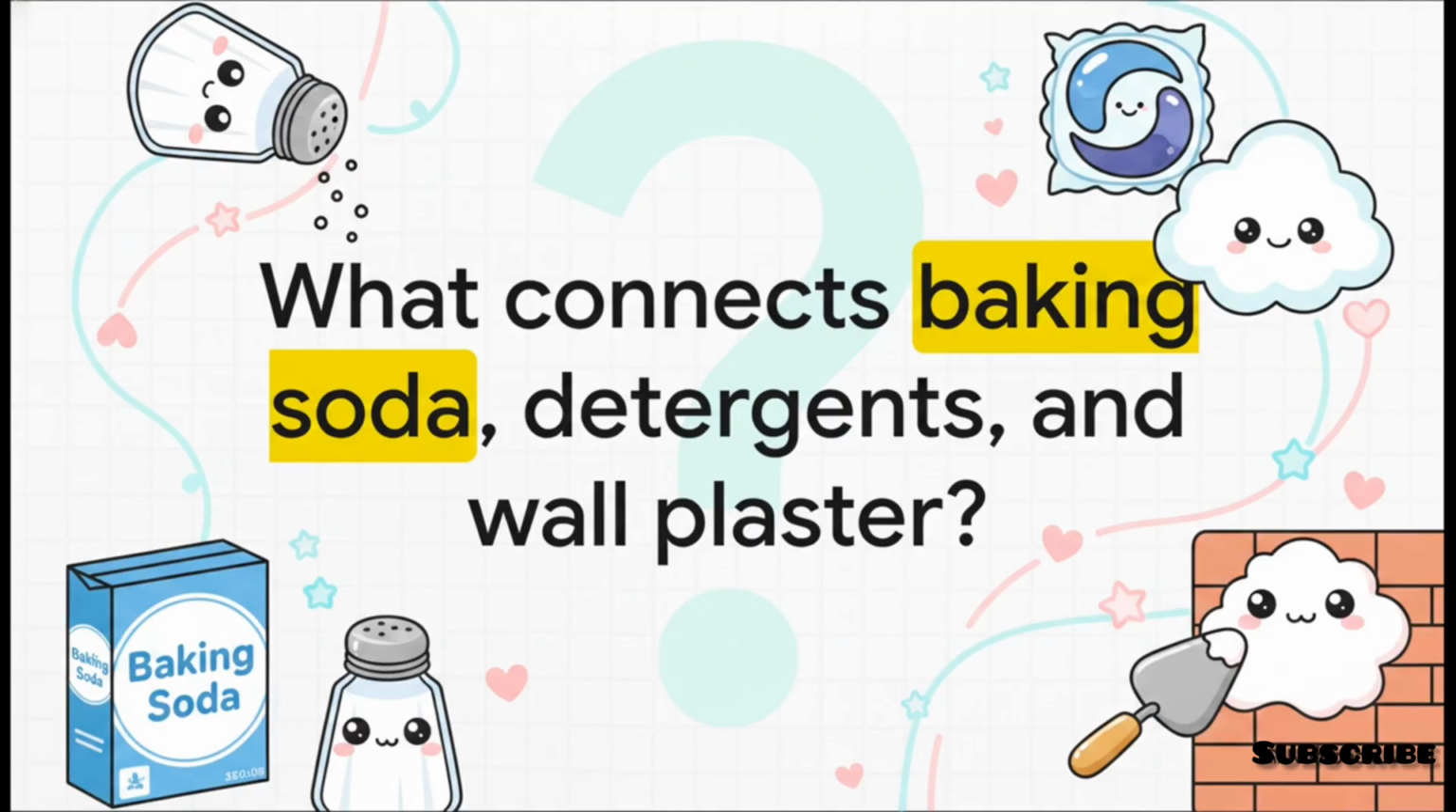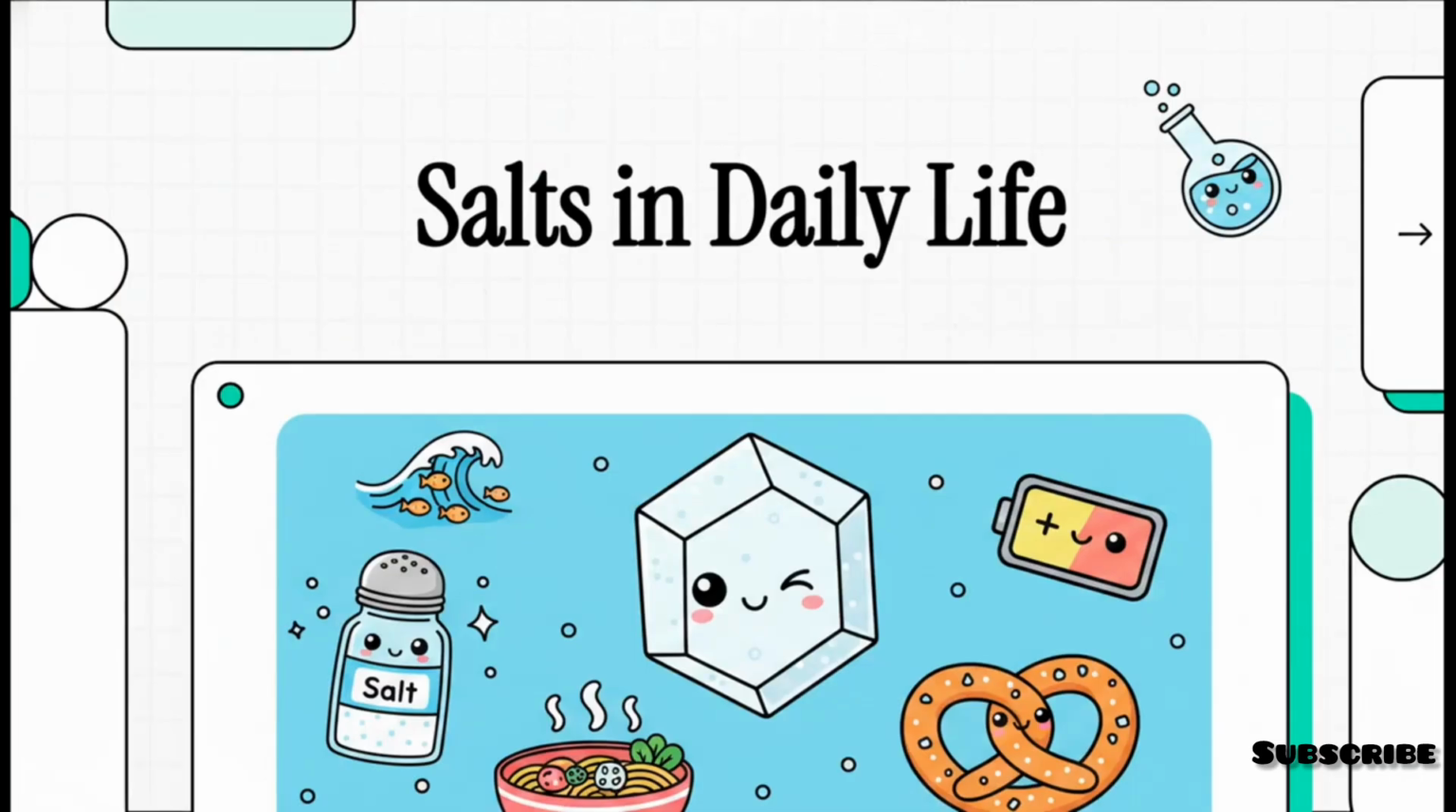So, what invisible chemical thread connects all of these completely ordinary, everyday items? The answer is actually pretty simple, yet totally fascinating. They are all salts, or products made directly from salts. Welcome to today's Explainer. Today, we are going to dive deep into the incredible world of salts.